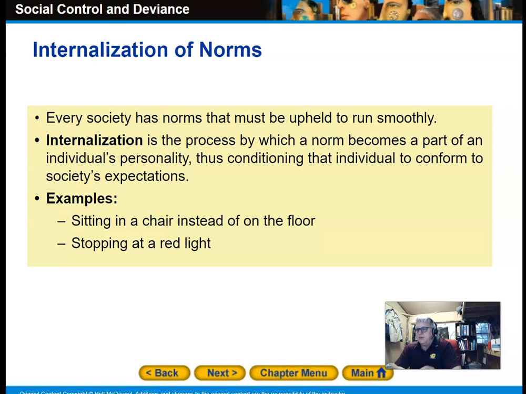Every society has norms that must be upheld to run smoothly. Internalization is the process by which a norm becomes a part of an individual's personality, thus conditioning the individual to conform to society's expectations. Sitting in the chair instead of on the floor, stopping at a red light, showing respect to your elders, allowing the pregnant woman to have your seat on the bus. These are all societal norms.